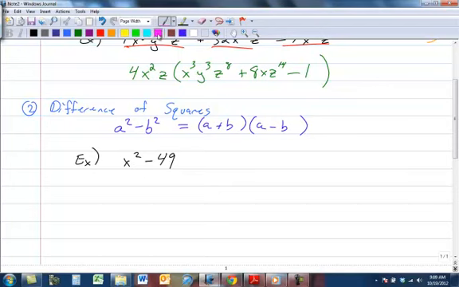So what might be helpful, if a squared is x squared, then a is x. Right? If b squared is 49, then what is b? B is 7. You with me on that? Square root of 49 is 7. 7 squared is 49. So once you identify what a and b are, then you can factor this. A is x, so it's going to be x plus 7 times x minus 7.